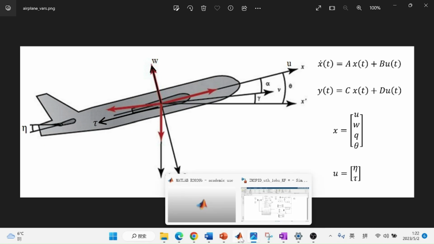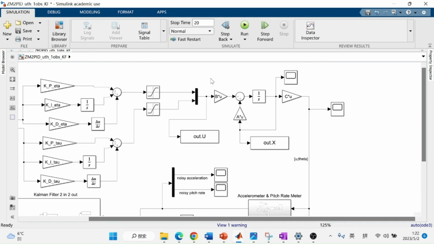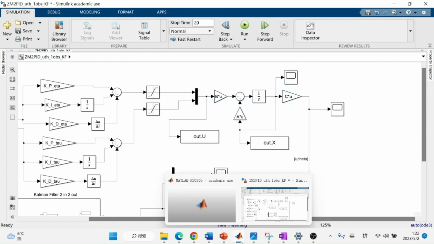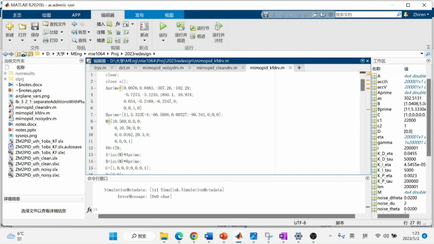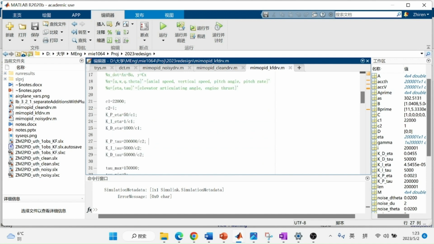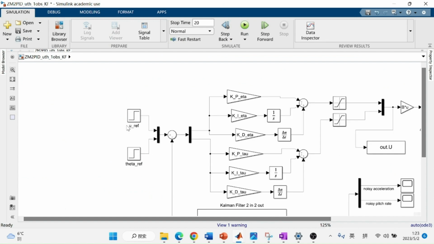So now let's have a look at our Simulink model here. This part is our plant. And as you can see, the A, B, and C matrices we have derived here in the MATLAB code. And here are the PID gains for the two inputs. These are already tuned. We have set the reference values for the axial speed and the pitch angle to follow.